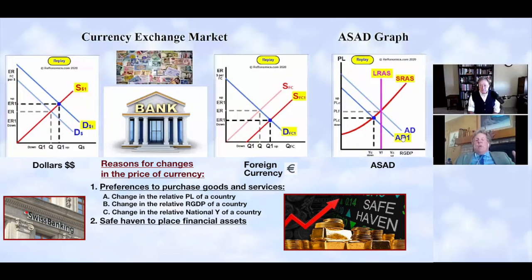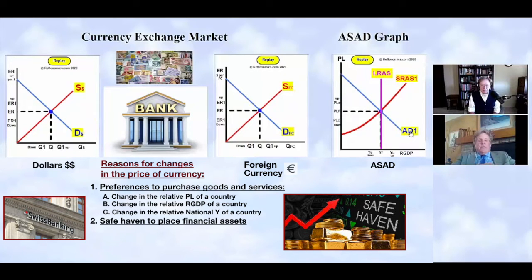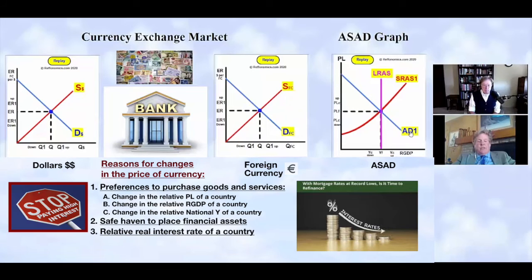I think this is number one when foreigners are looking to put their money somewhere. It beats out interest rates. It beats out a lot of things. People want to make sure that their principal, the original amount they put into another country, is going to be safe. So another reason for a change in the price of currency is the relative real interest rate in one country relative to the other country.